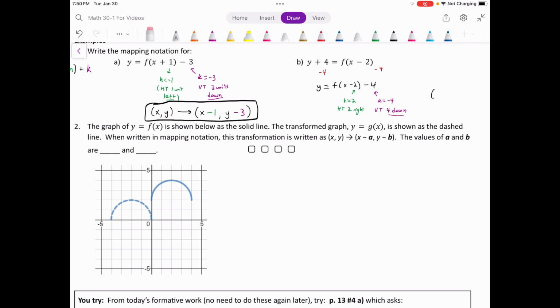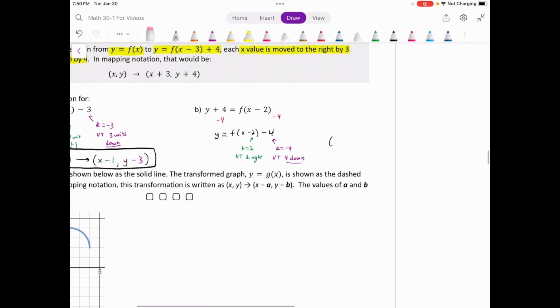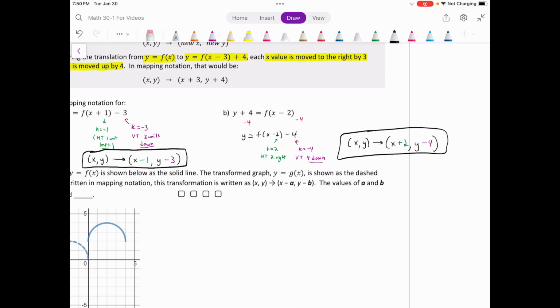So start with any point on your original graph, (x, y), and to find the corresponding image point, you're going to add 2 to the x value, and you're going to subtract 4 from the y value in order to move it down by 4 units. And that's mapping notation for that one. Literal instructions on how to go from your original point to the image point. Take the x's, add 2, take the y's, subtract 4.